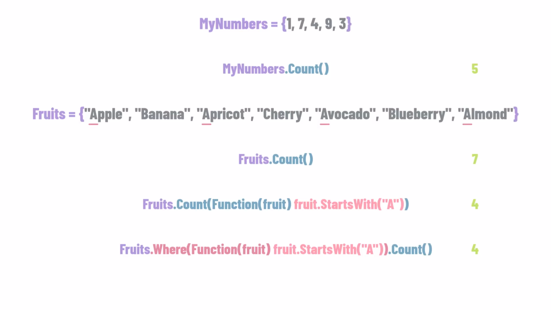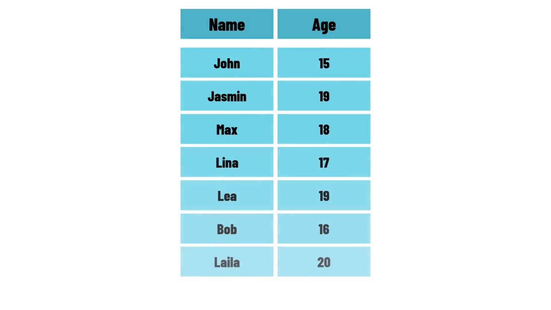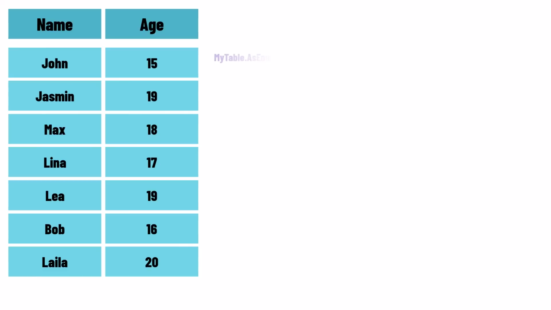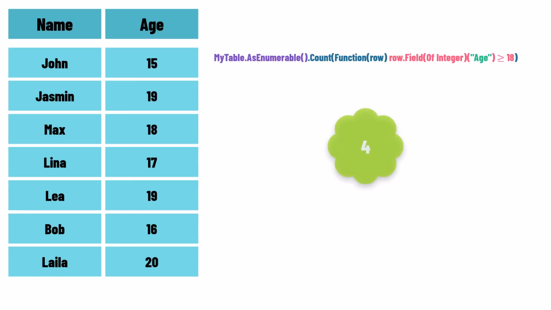Let's delve into an example using a data table with name and age columns. Imagine we want to count how many adults are in this table. In other words, we're interested in the number of people whose age is 18 or older. To do this, we will use the Count method's second overload, which allows us to specify a condition. Here's our approach. We examine the age column in each row to check if the age is 18 or greater. The result of this operation will be the total count of rows that satisfy our condition, effectively giving us the number of adults in the data table.